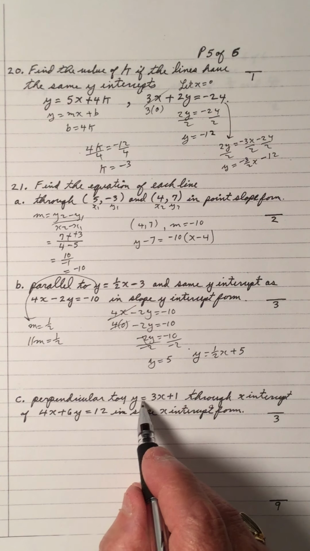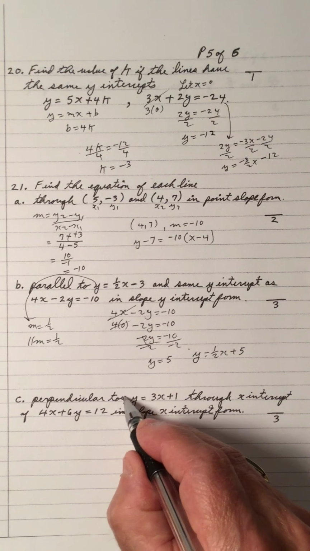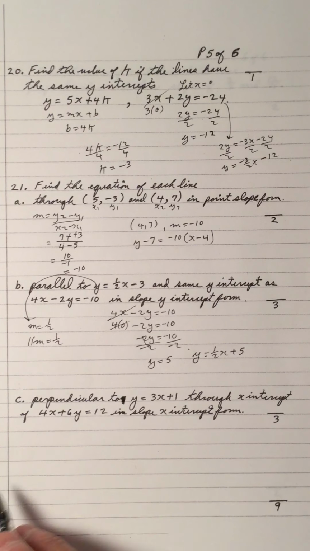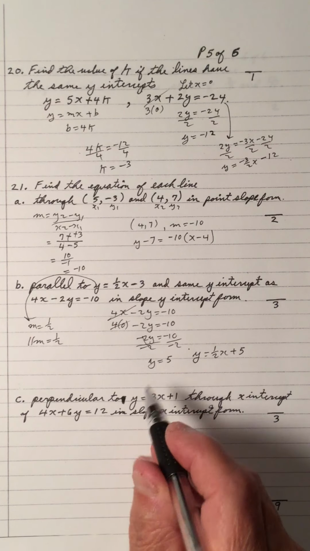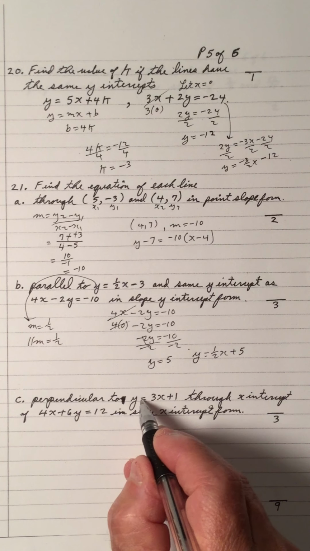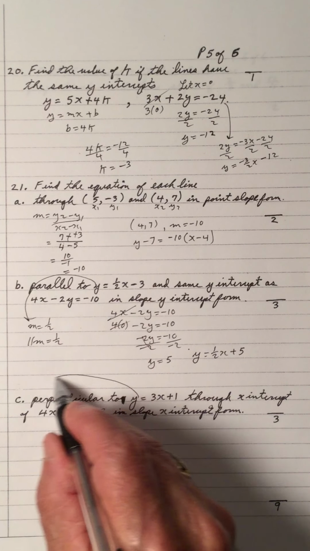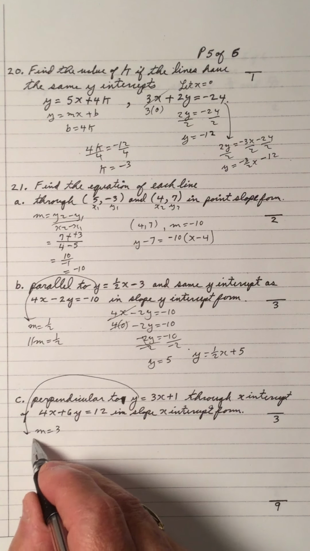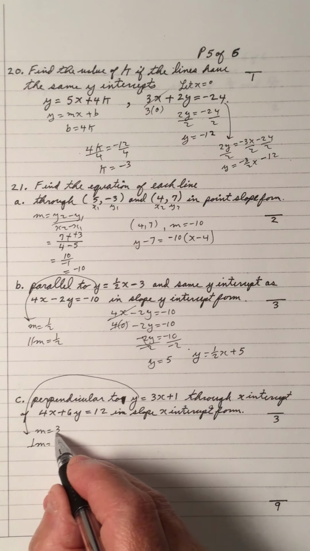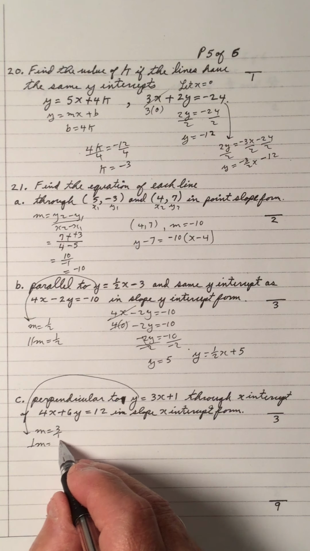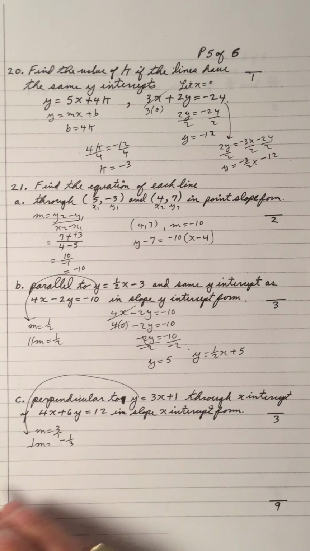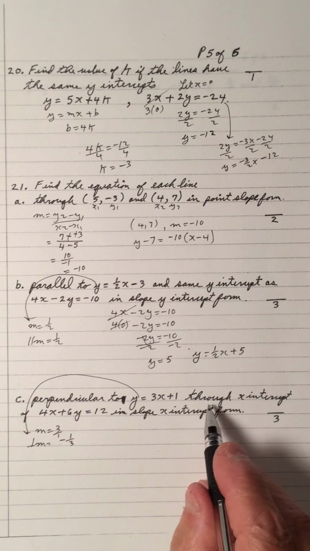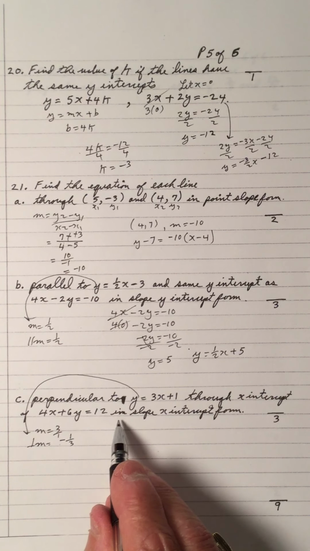C, perpendicular to, there's a y there, I forgot to rub it out, perpendicular to y equals that. So the slope of this line, right here, let's do that. The slope of that line is 3. So the perpendicular slope, that's 3 over 1, so it's a -1/3. And through the x-intercept of this line.